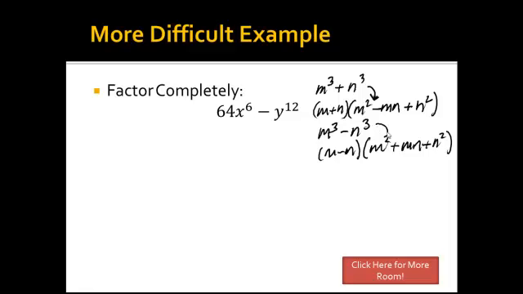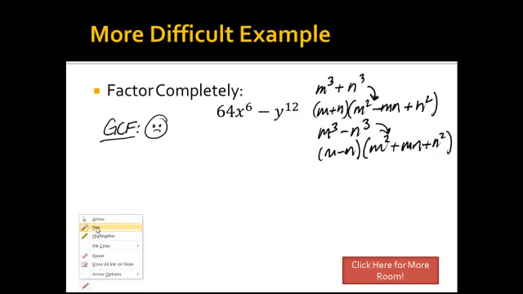Alright, so there's my formulas. I'm just going to keep these off to the side. Alright, so I'm going to start with my GCF. Well, I can tell just by looking at this thing, there's not going to be one. This thing has 6 x's, 12 y's, a 64. No GCF. But truth be told, that actually does make things easier for me.